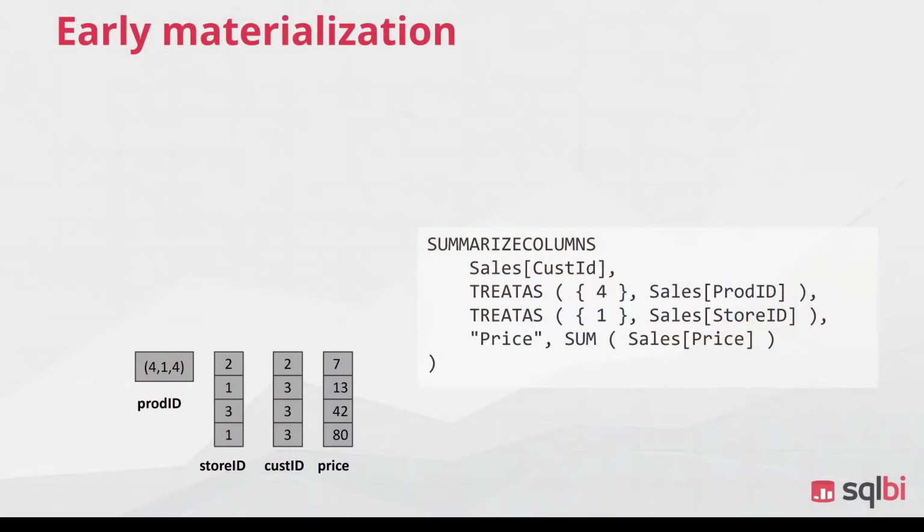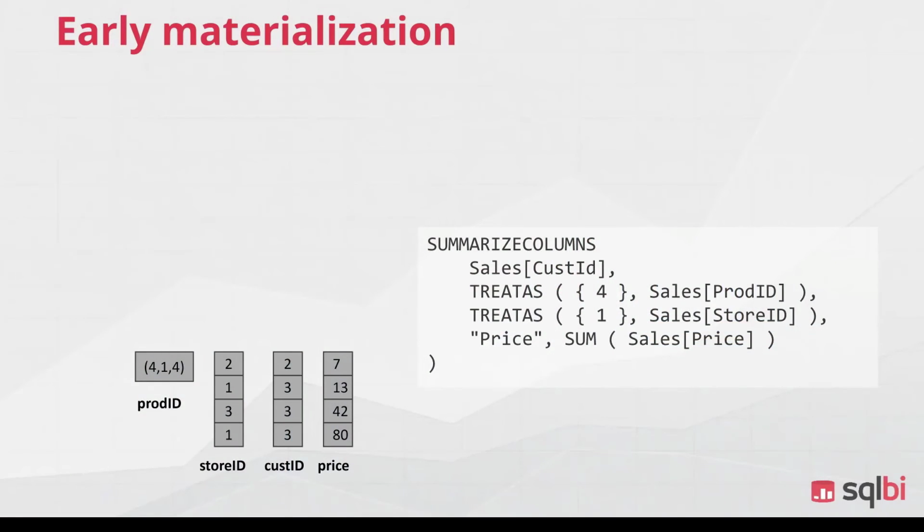But is this required only for the final result, or is it required also for some intermediate stage of the execution of the query? So in an optimal query, we only have a materialization of the result from the storage engine that corresponds 100% to the result required by the DAX query. But sometimes this is not possible. So we will see how the materialization can happen in the storage engine in different steps. So let me go back to the slide.